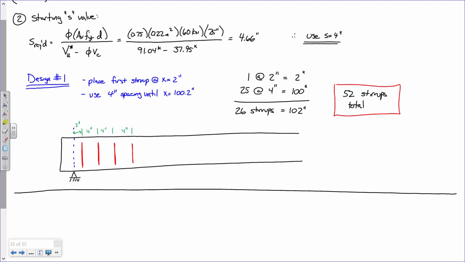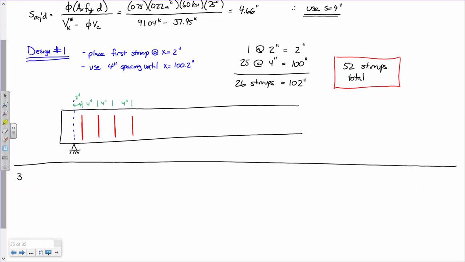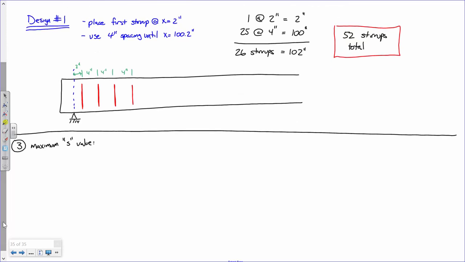So we know for a fact that we're going to be able to economize our design by using S-max. Let's figure out what the maximum S value even is. Let's figure out what that even is.